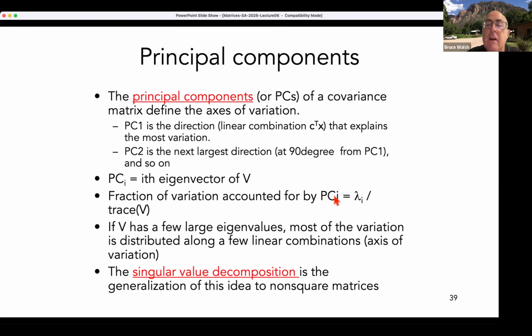The fraction of variation accounted for by PCi is just the ith eigenvalue divided by the trace. If V has a few large eigenvalues, most variation is distributed in just a few dimensions, axes of variation. And you can generalize this idea for non-square matrices by something called the SVD, the singular value decomposition. That comes up, for example, in G by E studies like AMMI models.